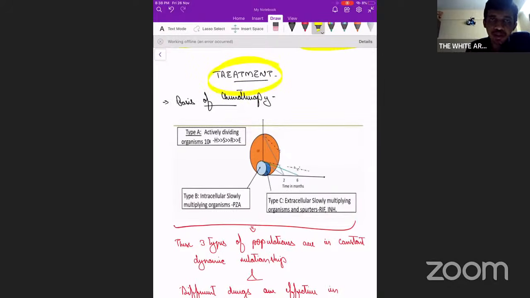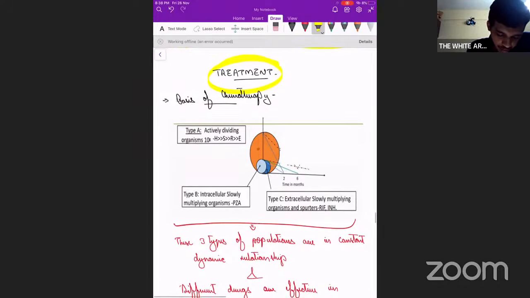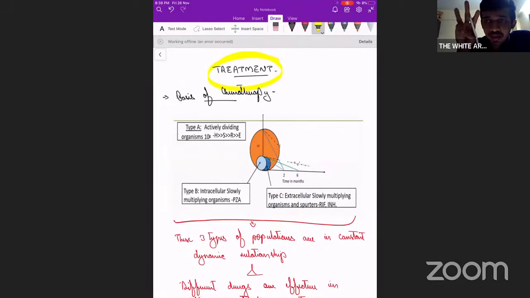We have diagnosed the disease. Now how do we treat? The basic concept of this chemotherapy is the metabolic profile of the organism. Depending on the metabolic profile of the organism, we can divide them into three. Type A is actively dividing organisms. So type A organisms have maximum sensitivity to isoniazid.